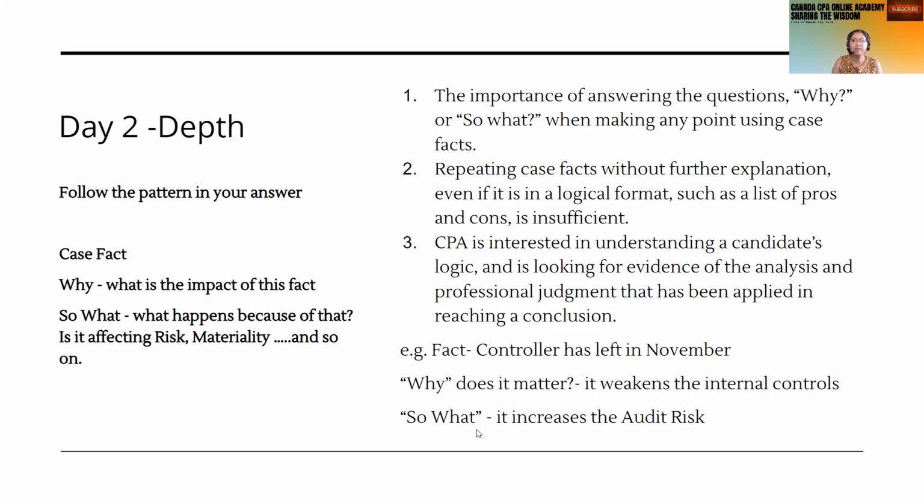I've given one example. See that there is a fact, controller has left in November. So that is the fact. Why? What happens because of that fact? Why does it matter? It weakens the internal controls because the controller has left. There is no one to supervise and things like that. So that's why it weakens the internal controls. So what? So it increases the audit risk. When you have these, it does not have to be lengthy. Remember that just by writing more paras, you're not going to get anything. Only these 3 sentences and your answer is perfect.